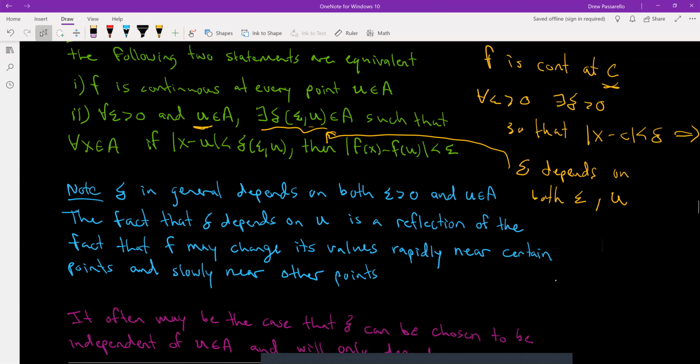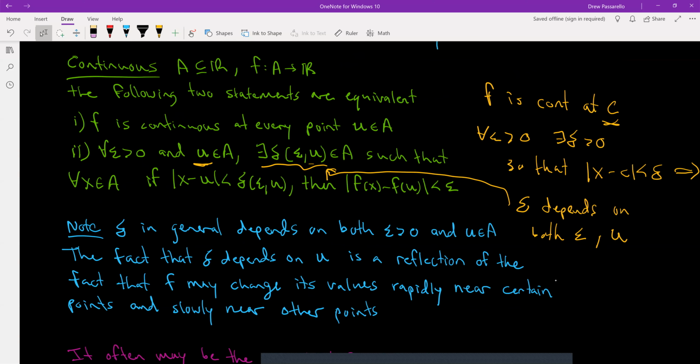So for continuity, just being continuous, the delta depends on both epsilon and u. But it doesn't have to. If there's a way that we can find a delta that does not depend on u, that's what we're interested in.